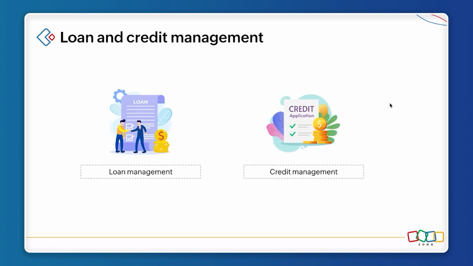As I said before, a loan is going to be a fixed amount we provide to the clients, and credit is going to be a flexible amount we provide to the clients. So both are going to be managed in our application. Now let's discuss in detail the process flow used for each and every module.